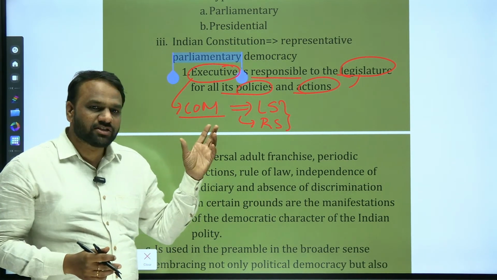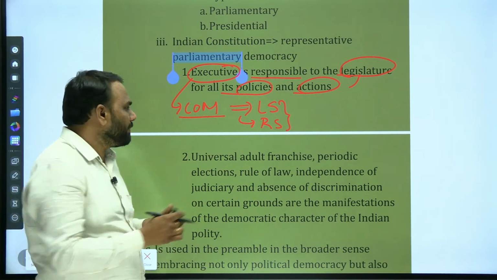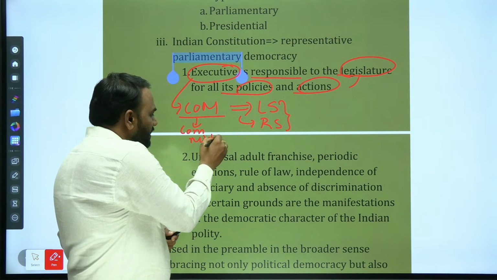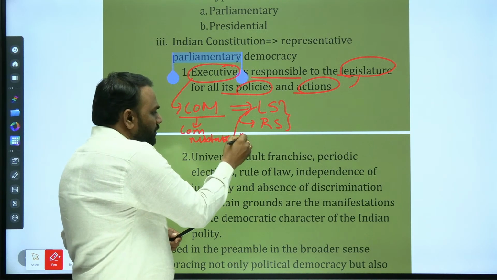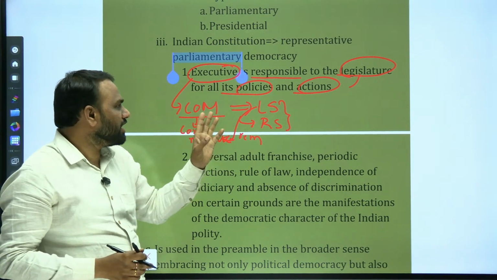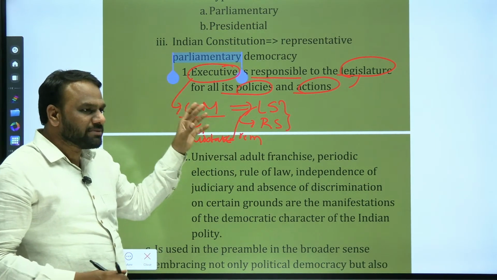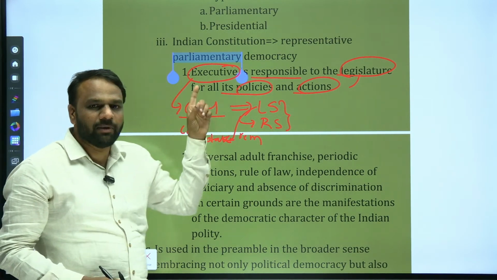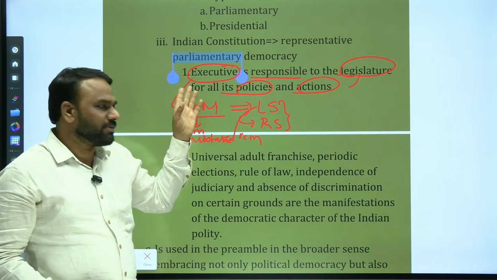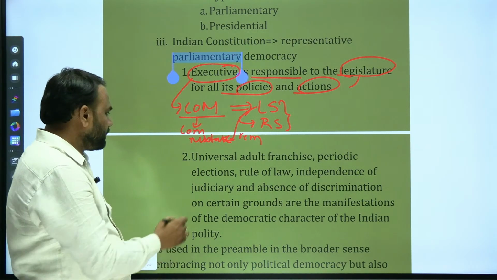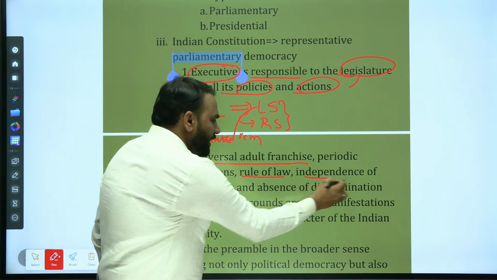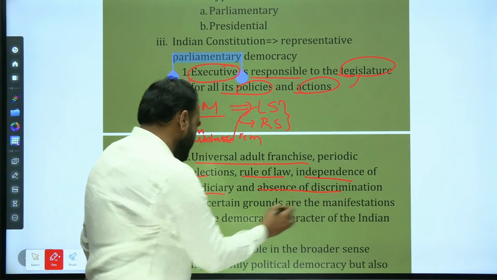So whatever the Council of Ministers does, they are responsible to Lok Sabha. It means if the Council of Ministers commits any mistake, then Lok Sabha can remove them. This is a parliamentary democracy, where the executive is responsible to the legislature for all its policies and actions. When I say executive, it is the Council of Ministers headed by the Prime Minister. If they commit any kind of mistake, then Lok Sabha can remove the executive.